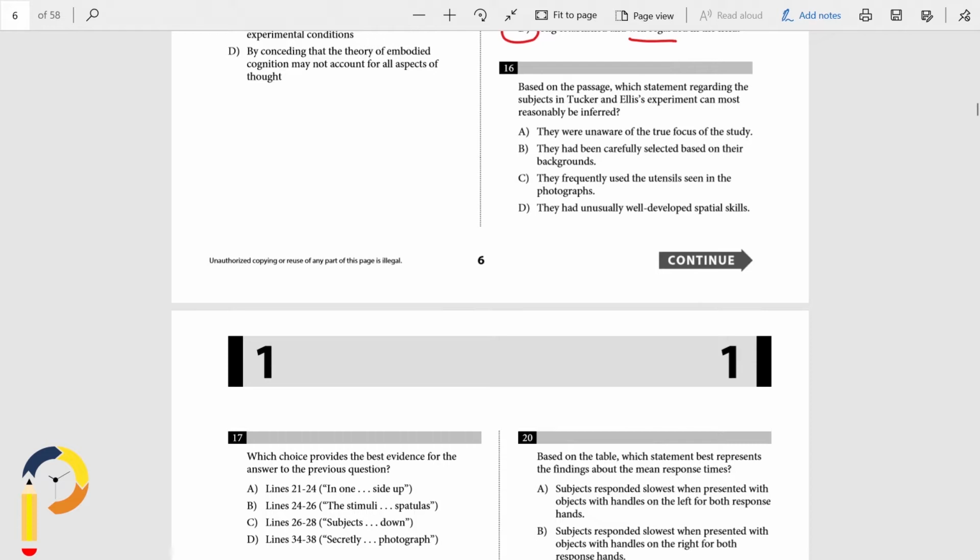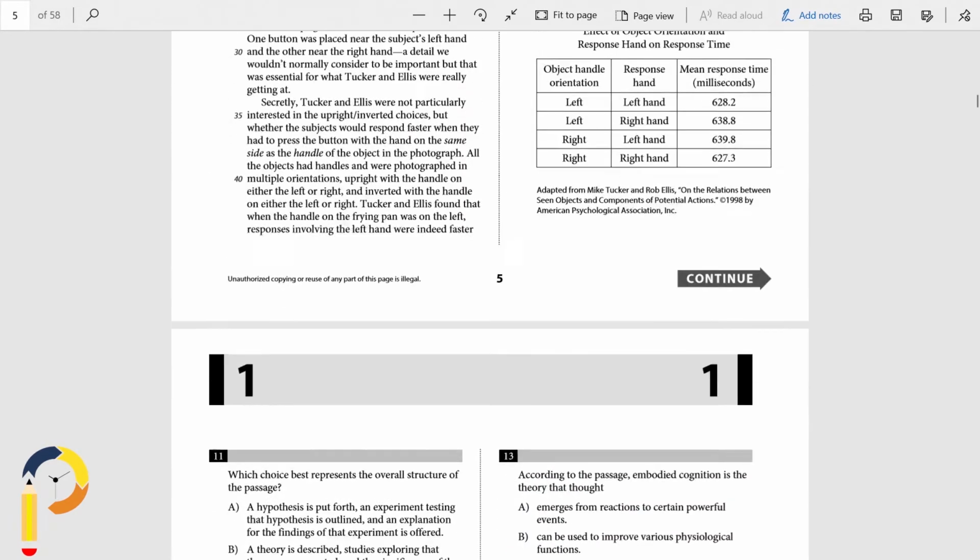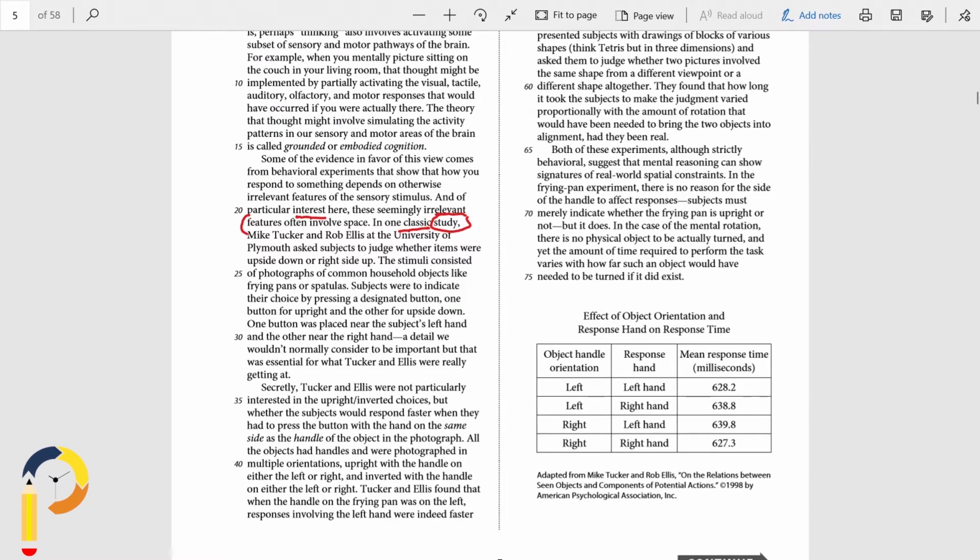So based on the passage, which statement regarding the subjects in Tucker and Ellis's experiment can most reasonably be inferred? So it's an inference question. What are you inferring? You're inferring which statement regarding the subjects in the experiment. Okay, so you want to know what the subjects are thinking. Let's move back to lines 21 to 24 again. For the ones who have read the passage already, just reading these lines would suffice. For the rest of you, you've got to read at least 5 lines above and 5 lines below here.